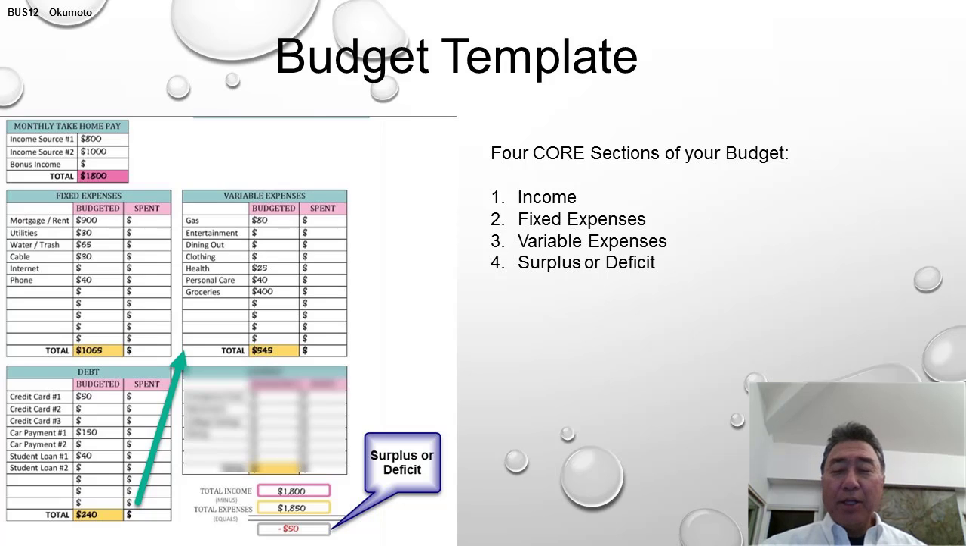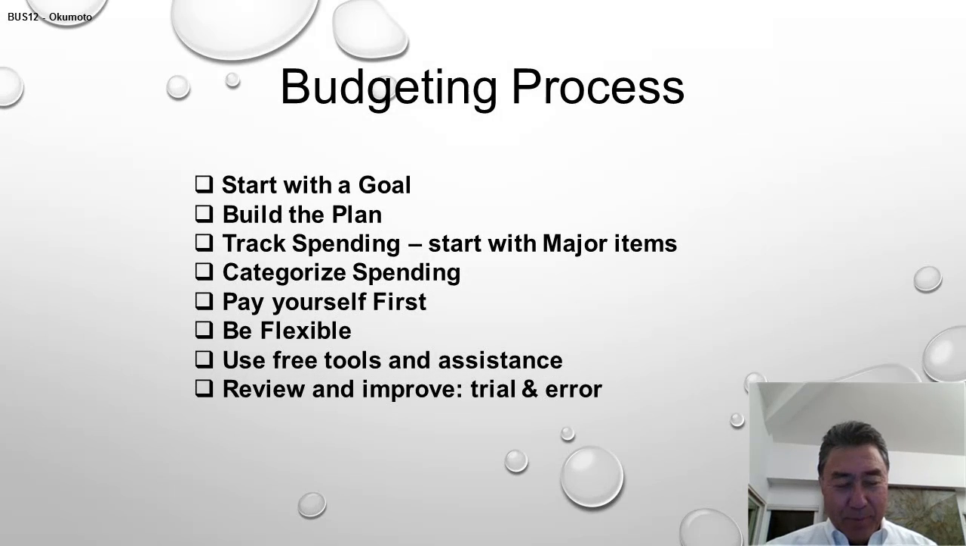So as you can see, a budget is nothing more than our cash flow, cash coming in, cash going out. And then whatever's left over becomes our surplus, our savings, or a deficit, what we have to borrow. So now let's look at the process. How do you actually budget?